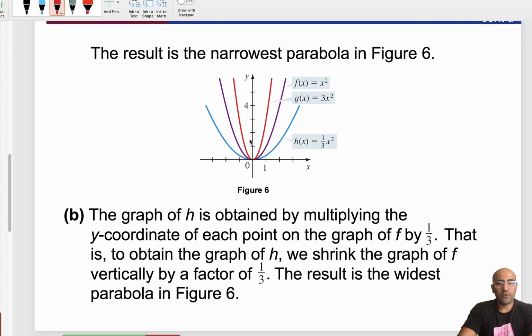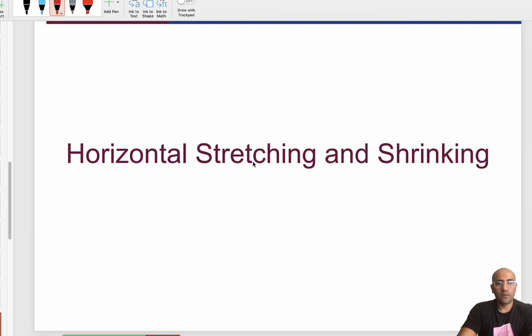Good. So we played with those already. The original one is the purple one. The red one is 3x squared, so it's skinnier, going toward infinity faster. And the 1/3 x squared is this wider blue one. It's growing more slowly. But they all go through the point (0, 0). Good. Last one, horizontal stretching and shrinking.